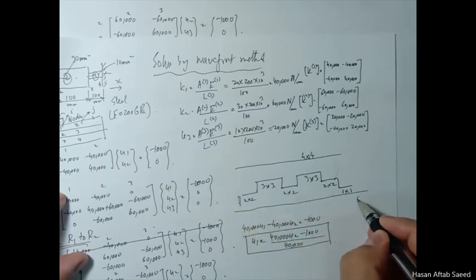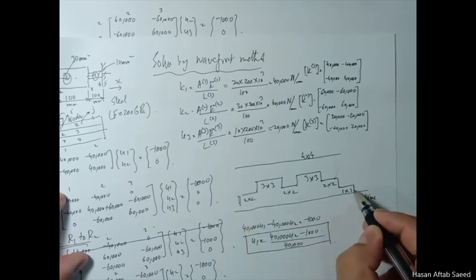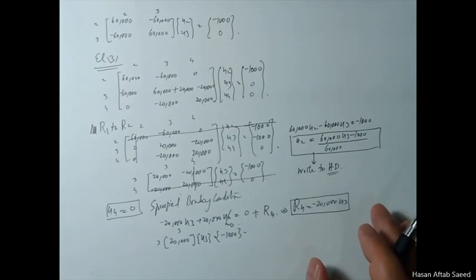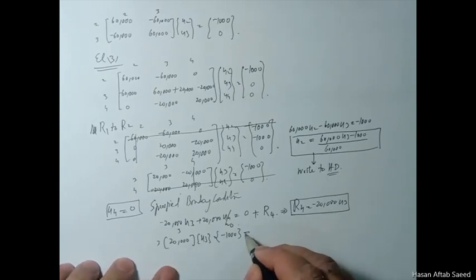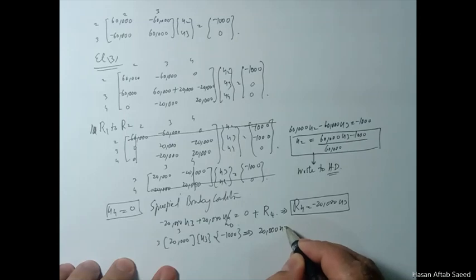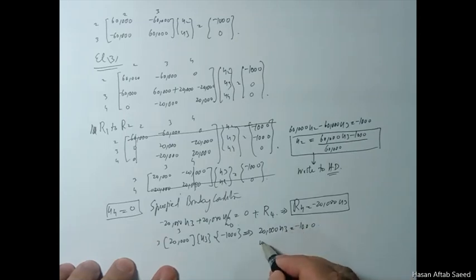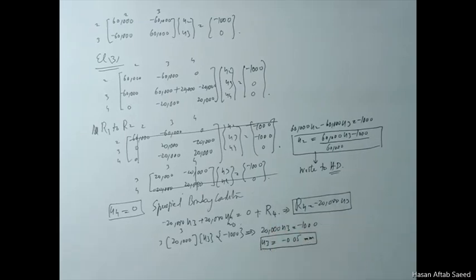Here you cannot simplify it further, and you don't need to. This is nothing but 20,000 u3 is equal to minus 1,000, and if you calculate u3, it turns out to be minus 0.05, and it would be in millimeters because we have been keeping everything in Newtons and millimeters and Newtons per square millimeter.